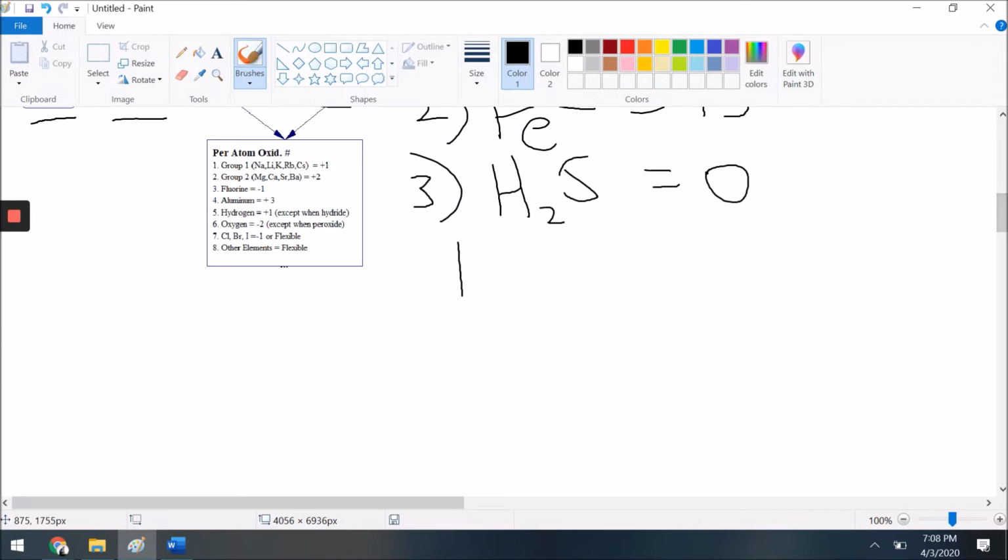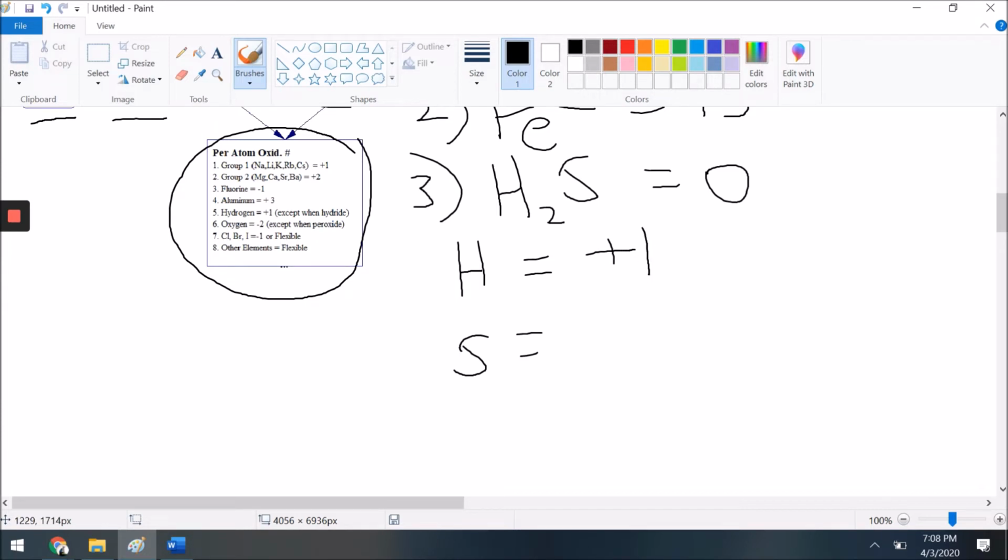So let's determine the oxidation number for hydrogen and for sulfur in this compound. Next, I'm going to look down here. There's a chart at the bottom where it says per atom oxidation number. I'm going to go through each one. You're going to find hydrogen, number 5. There we go. It's +1. So the oxidation number for one hydrogen in this compound is going to be +1. An easy way to remember this: hydrogen is in group 1, which means it's going to be +1, sort of like the charges in group 1.